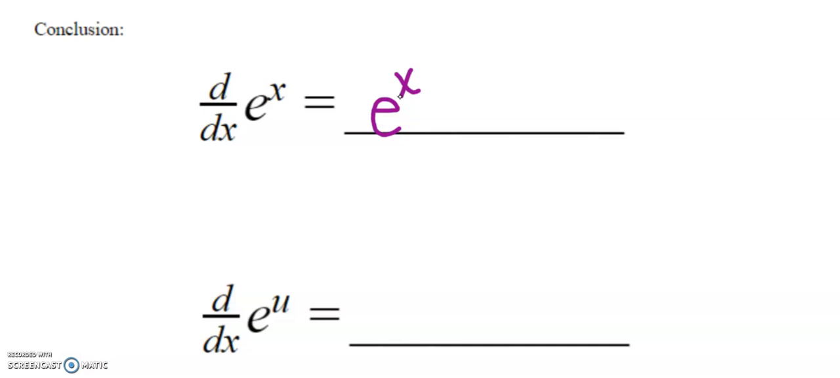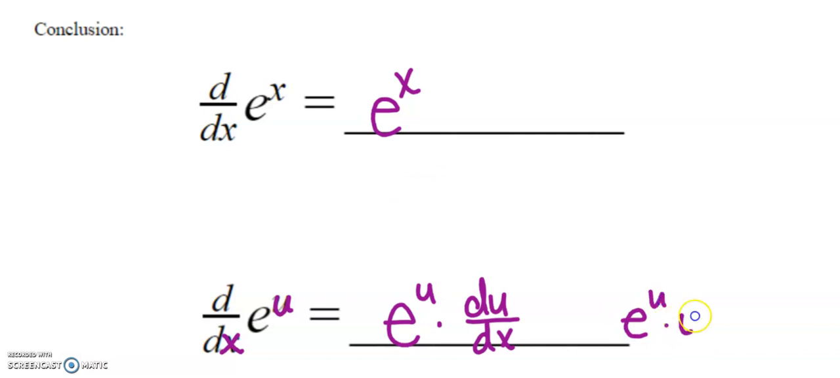And then we extended our understanding to say that if we have the derivative with respect to x of e to the u, where u is a function of x, then we can take the derivative using the chain rule: e to the u times the derivative of u with respect to x, or you might want to just write e to the u times u prime. You can say e to the something times the derivative of the something, whatever it might be, but it's the chain rule that's at play there.